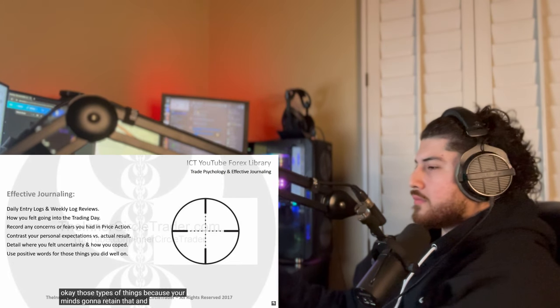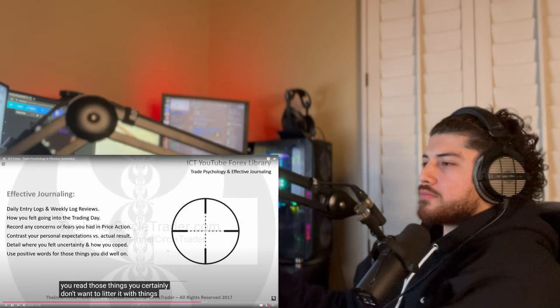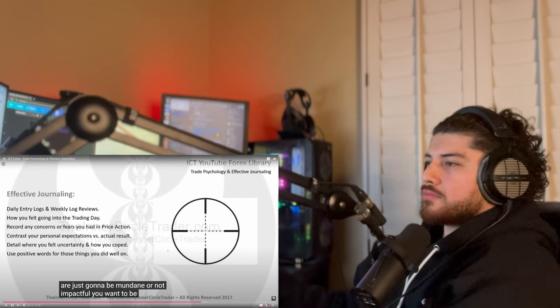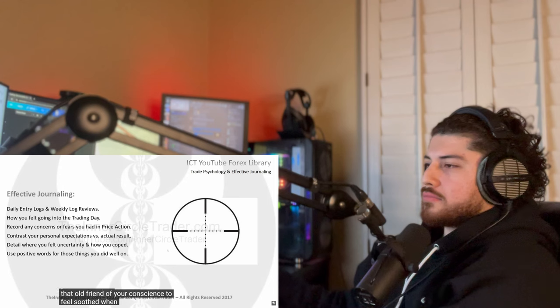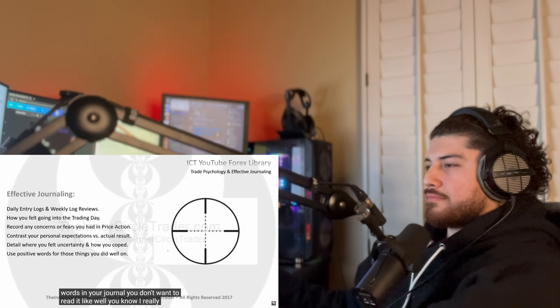Those are things your mind has already seen. And you go back to it, this is where it's important, when you come back to your journal and read those things. You start to learn with things that are just going to be mundane or not impactful. You want to show yourself, because there are many times when you go through your journal and it's like trading is not working. So you want to have that old friend of your conscience feel soothed when you read your own words in your journal. You don't want to be like, well, I really didn't feel well that day and I'm lying to myself.